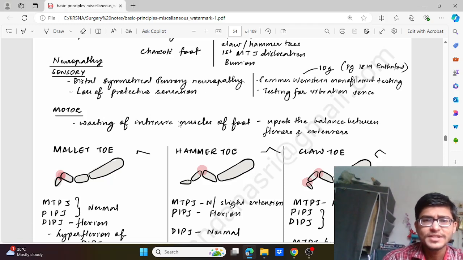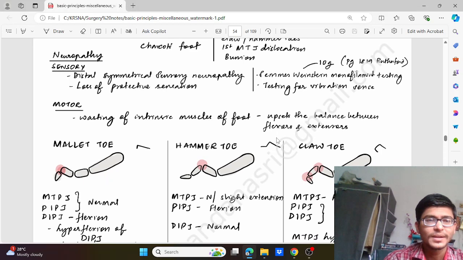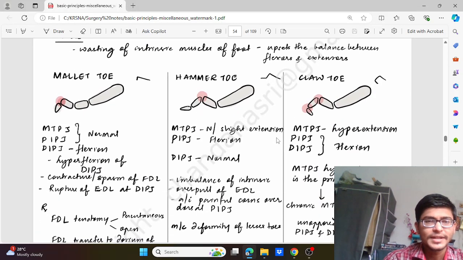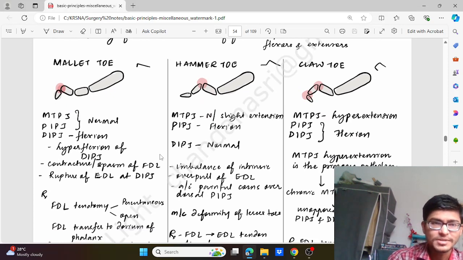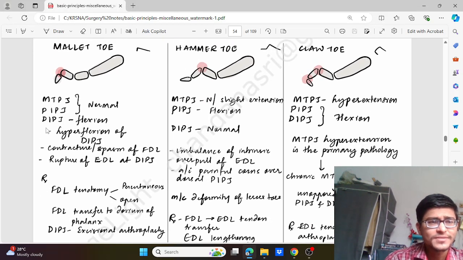In motor neuropathy, we have wasting of the intrinsic muscles of the foot. The small muscles of the foot start to waste, which upsets the balance between flexors and extensors. So the balance of flexor and extensor muscles gets disturbed. Then the three common disturbances of the toes are mallet toe, hammer toe and claw toe. In mallet toe, there is flexion of the distal interphalangeal joint, the distal-most one. The rest is normal.